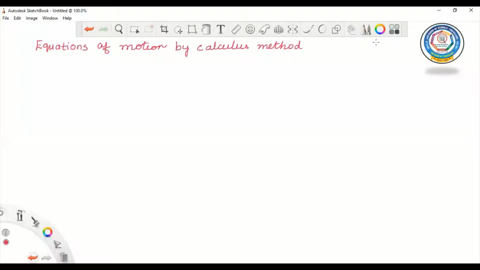Today, we are going to discuss equations of motion by calculus method. All of you are familiar with that. What is velocity and acceleration? Velocity is defined as rate of change of displacement and acceleration is defined as rate of change of velocity. So, first let us derive first equation of motion.